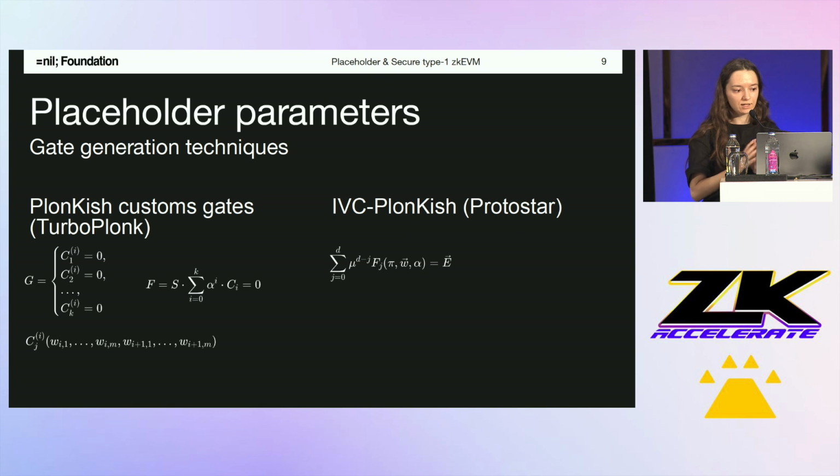Also, we have different gate generation techniques. First of all, it's the usual Plonkish custom gates like TurboPlonk: just polynomial constraints, copy constraints, all of these things. And for the second one, we use IVC Plonkish. Maybe you have heard about Nova, Protostar, all of these things. And sometimes it's better to use IVC Plonkish, but not always.